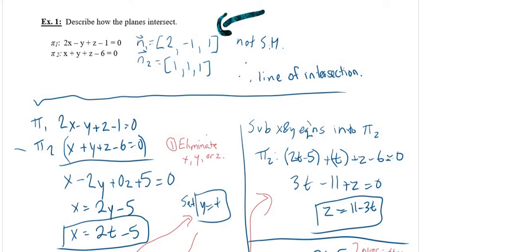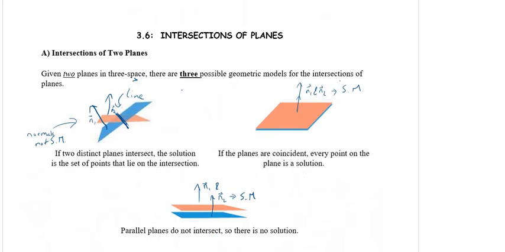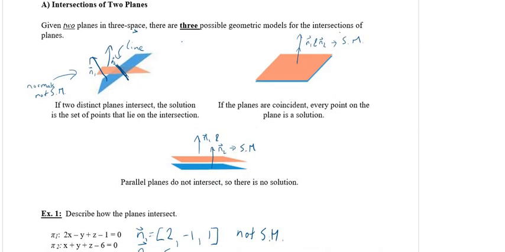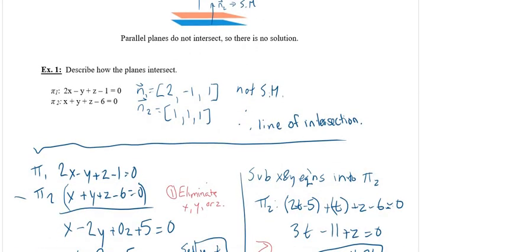Now looking at these, we know that we can't multiply normal 2 by some number to get normal 1. It doesn't work. If we multiply it by 2, the x's are going to work, but the y's aren't. So we know that they're not scalar multiples. So right away, looking at our three options here, there's only one option that has normals that are not scalar multiples, and that's option 1. So we know that they have to intersect as a line. If they were scalar multiples, we know it would have to be option 2 or option 3.